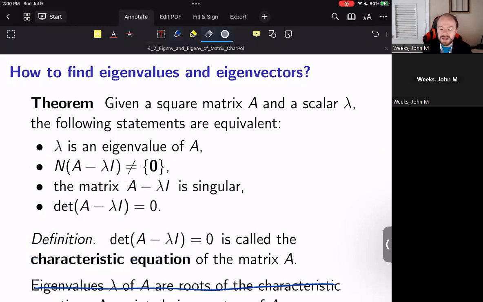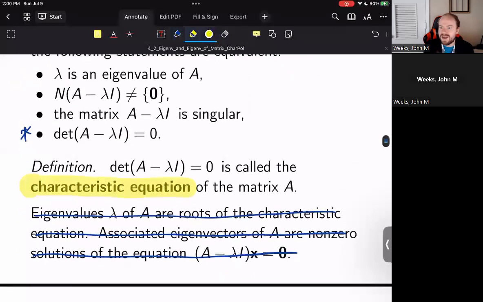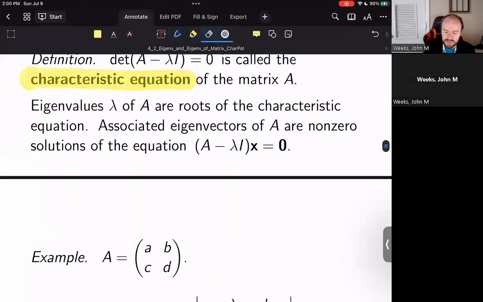So we define the determinant of A minus lambda I equals 0 to be the characteristic equation of the matrix A. This one ends up being pretty cool. If we can find the determinant of the matrix A minus lambda I, set it equal to 0, and solve for our only variable here, which is lambda, then we can find all of the eigenvalues in this matrix. This is called the characteristic equation, helping us find the characteristic scalars and vectors. Eigenvalues lambda of A are roots of the characteristic equation, roots because there's very likely going to be a polynomial involved here. Associated eigenvectors of A are non-zero solutions of the equation A minus lambda I x equals the 0 vector.